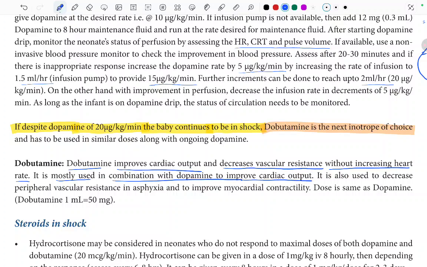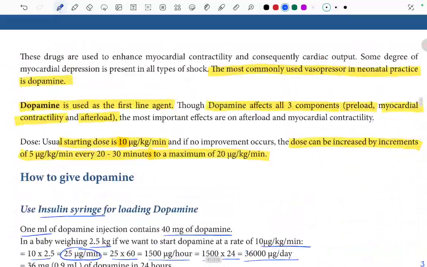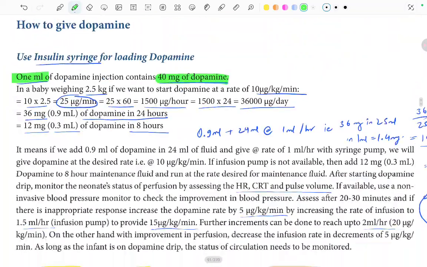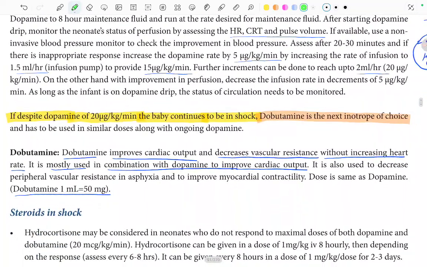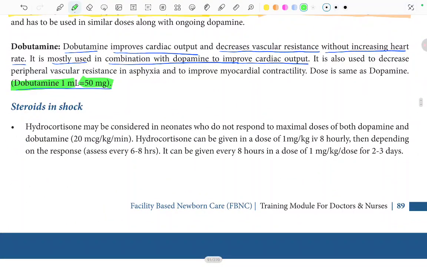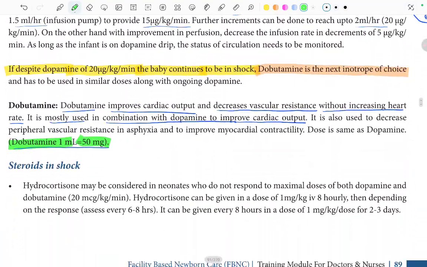The dose is the same as dopamine. Dobutamine 1 ml has 50 microgram. Here dopamine 1 ml has 40 microgram. We can also check this on the ampule. Here 1 ml has 50 mg, not microgram, sorry, mg. Now we have covered dopamine and dobutamine.